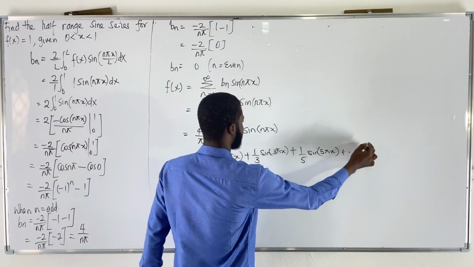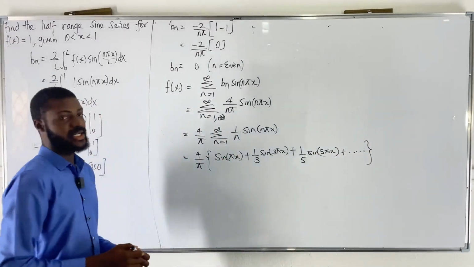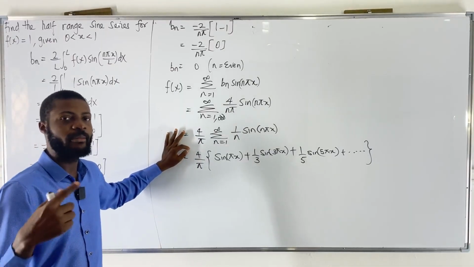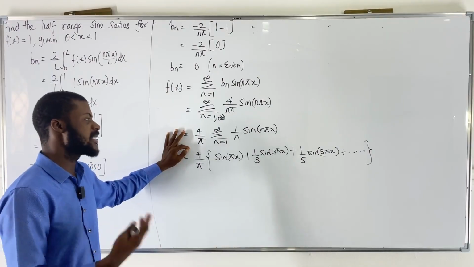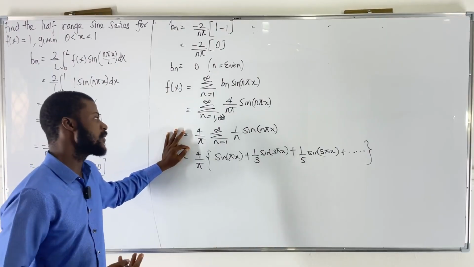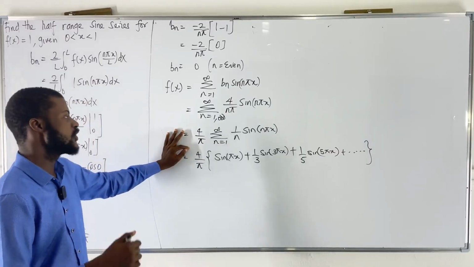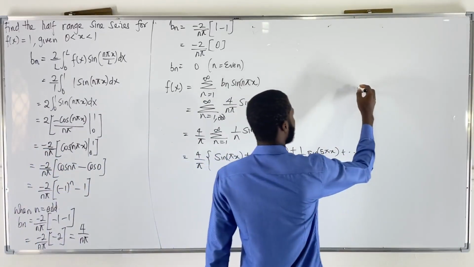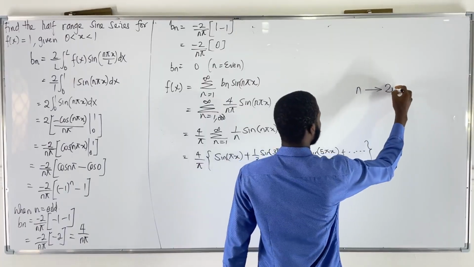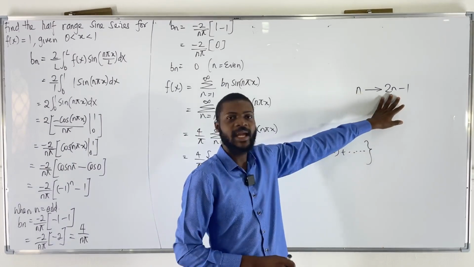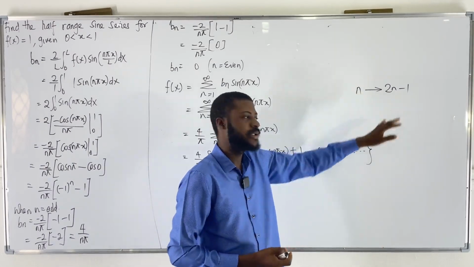Then next, 1 over 5 sine 5 pi x. And just like that. Okay, now as you can see, I said you might make a mistake if you're not very careful, if you do not remember that n is odd. Now there's a better way to write this. The best way to write this in such a way that all n values become odd is to make the replacement. Replace n with 2n minus 1. When you replace n with 2n minus 1, every single number you get becomes odd.